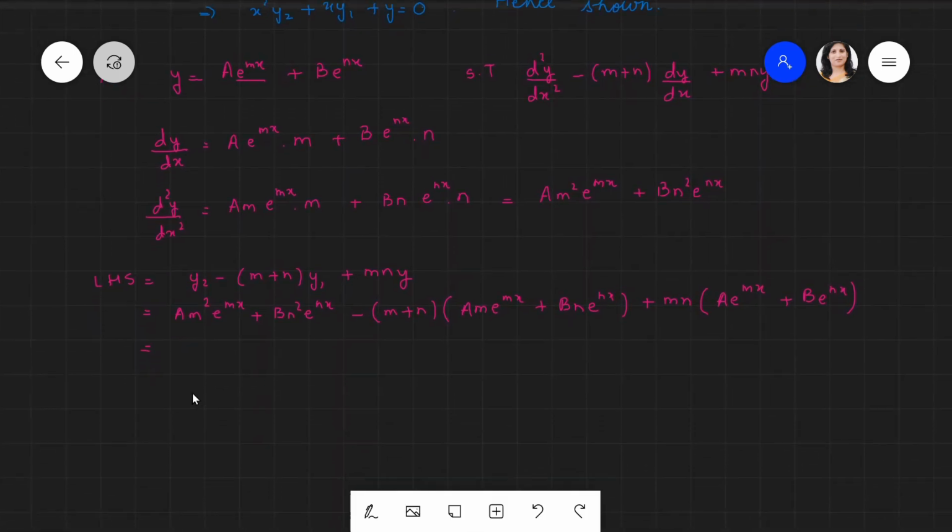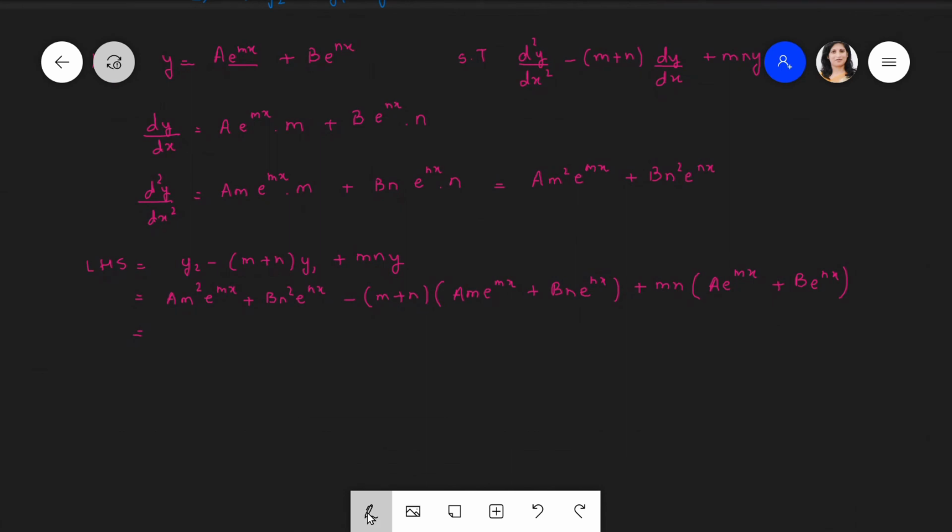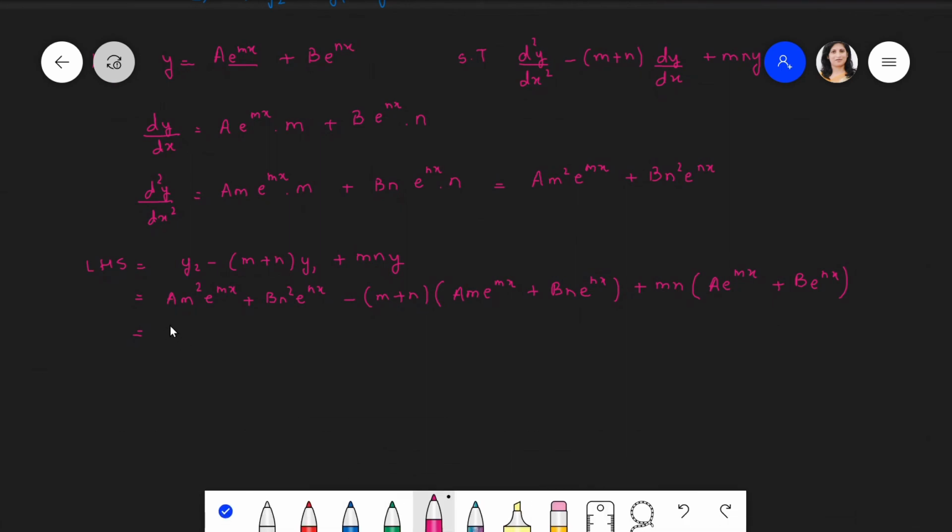Now simple expressions, calculation work here. am square e to the power mx plus bn square e to the power nx, and now multiplying with m first, so we get minus am square e to the power mx minus bmn e to the power nx.